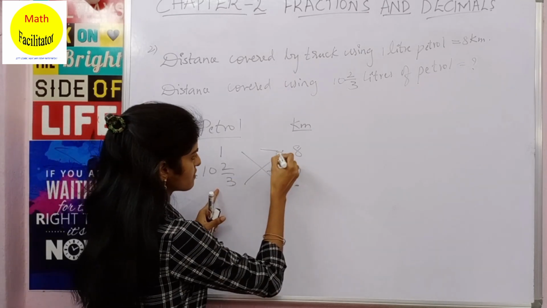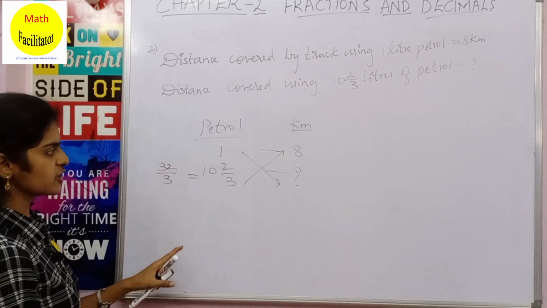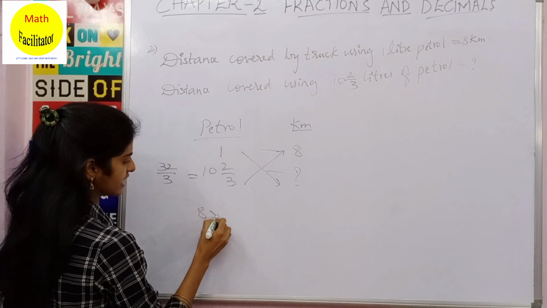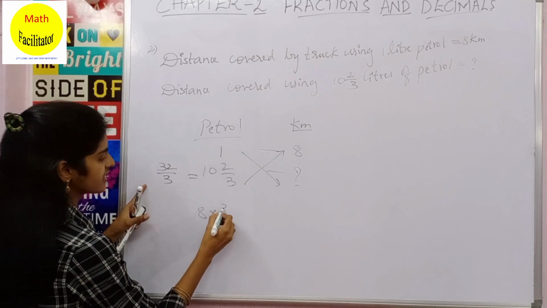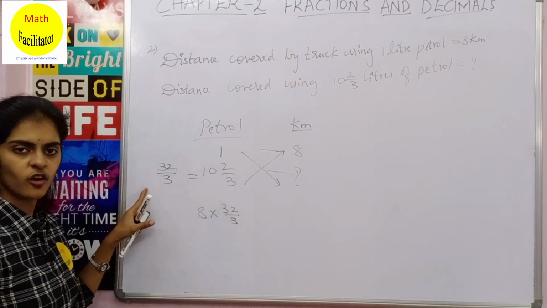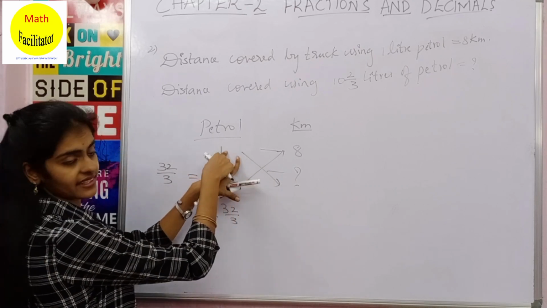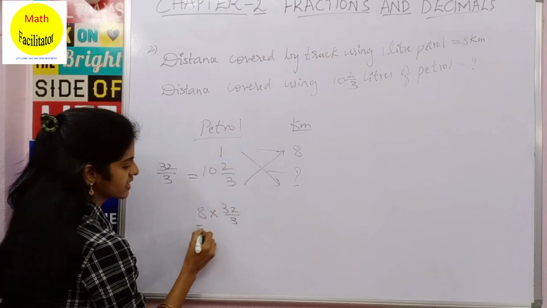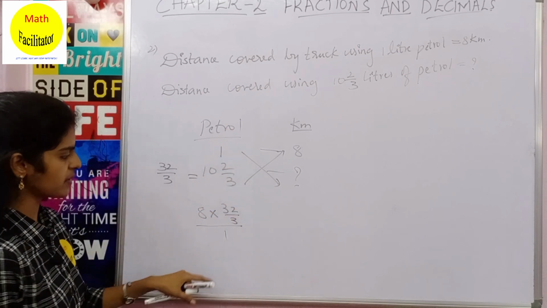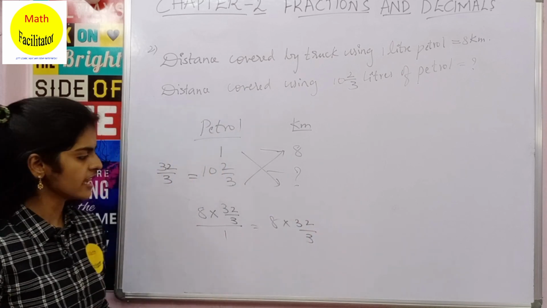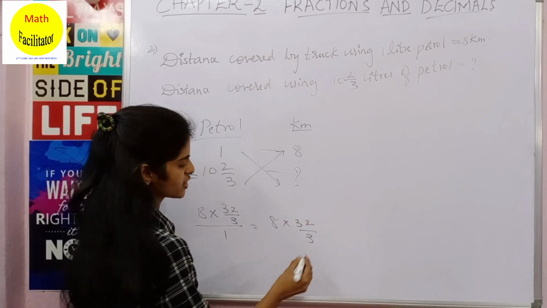So simple cross multiplication we shall do here. Now you see, at both ends you will multiply these two numbers. Okay, so 8 into, now 10 2 by 3 is nothing but 32 by 3. And whatever you have at the other end of the question mark, you have 1. So this you will divide. Okay, so divided by 1 is nothing but 8 into 32 by 3. Yes, so now it is simple multiplication of fractions.